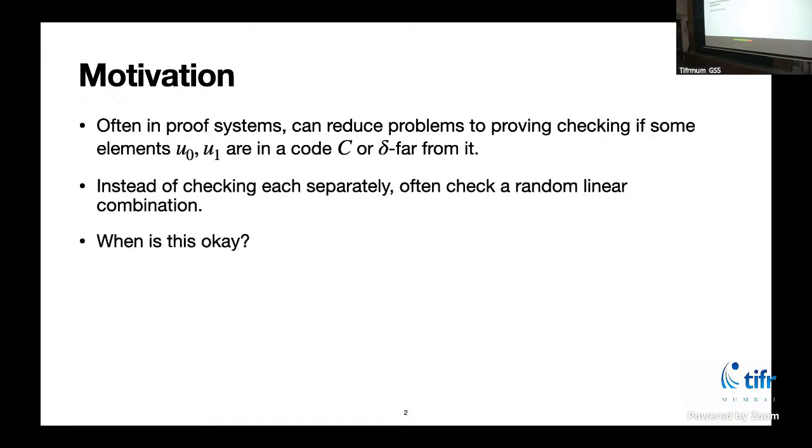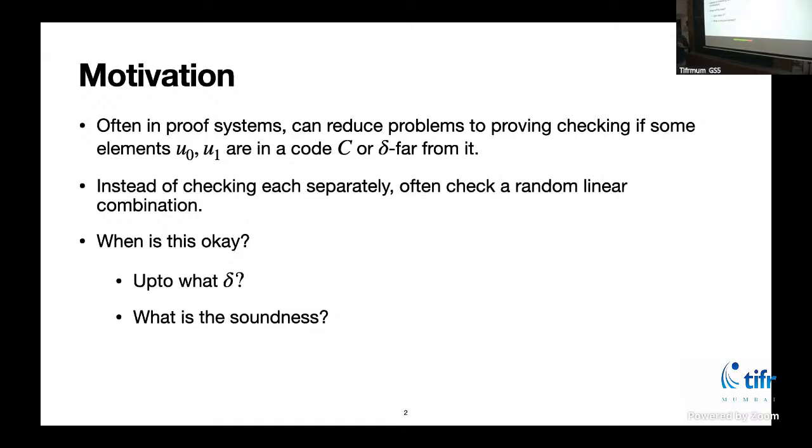So the question that comes up is, when is this okay? When is it okay to take a random linear combination and you'll be happy? In particular, up to what distance parameter, and what is the error? What is the soundness of this? This is the question that comes up, and this is what we'll talk about.